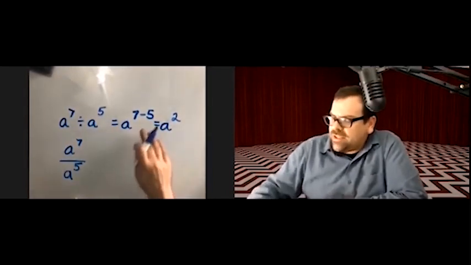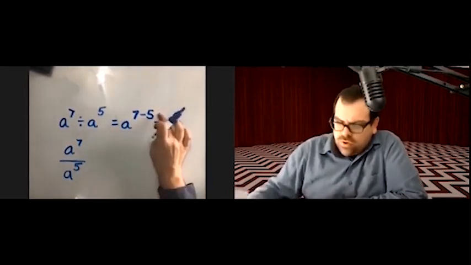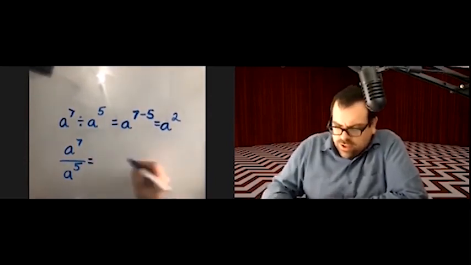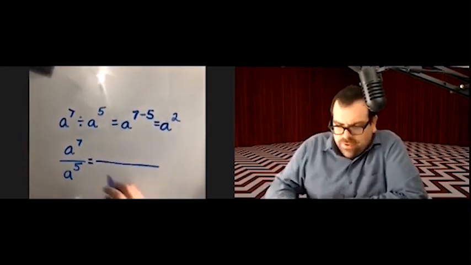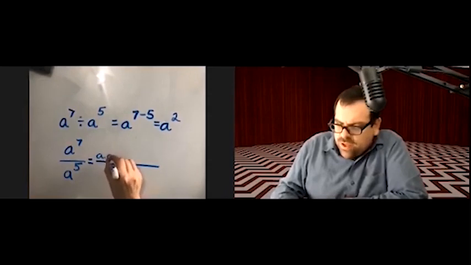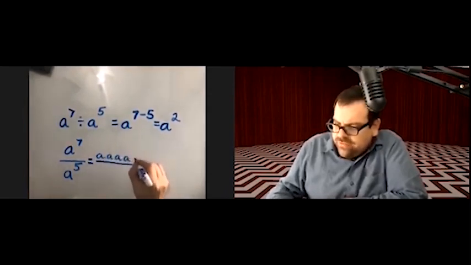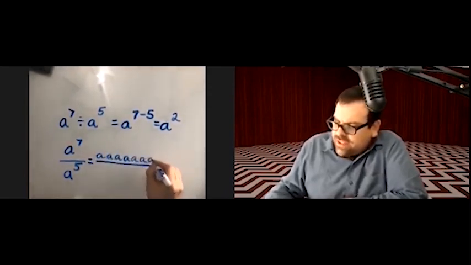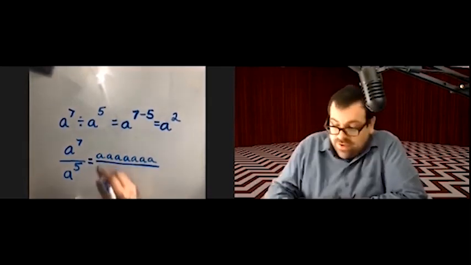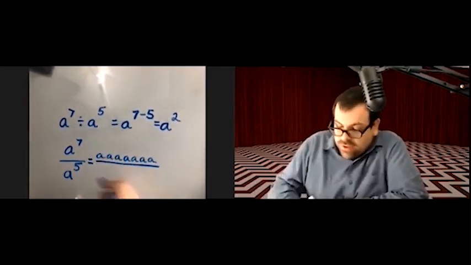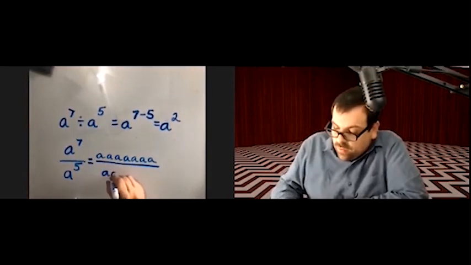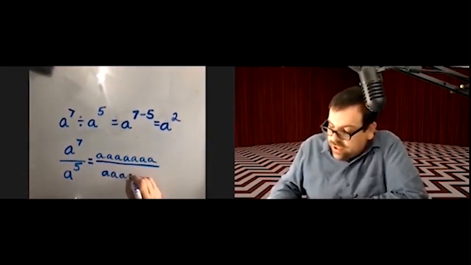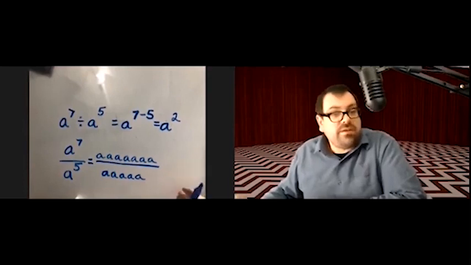So I said I was doing this with a's instead of x's to show you, and I was going to cross things out. A to the 7th, that's 1, 2, 3, 4, 5, 6, 7 factors of a. On the bottom, a to the 5th, 1, 2, 3, 4, 5.